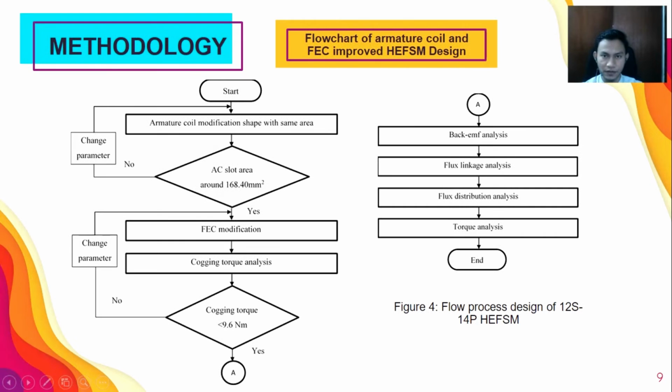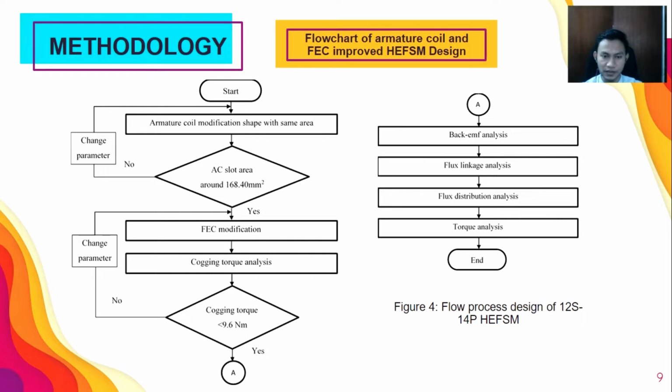So this is the flowchart of the armature coil and efficiency improvement of the HFSM design. Basically, for the armature coil we need to modify the slot area, which must be around 168.40 millimeter square. If not, we need to change the parameter. If yes, we proceed to the ABC modification of R5 and R6. Then we proceed to the Gaussian torque analysis.